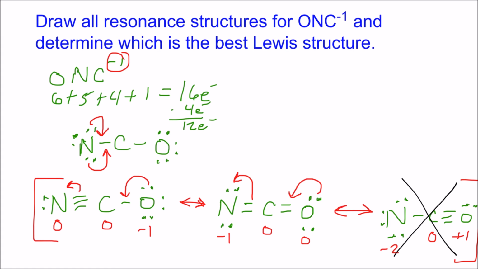Which one of those is the most electronegative element? Well, it's oxygen. If you look at the periodic table, oxygen is further to the right, so it's the most electronegative. That means that this one is not the best one, and that means this one is. So the very best Lewis structure would be that very first one there.